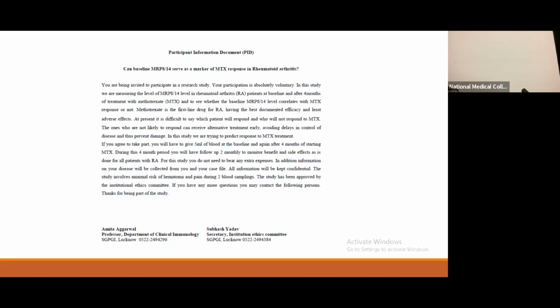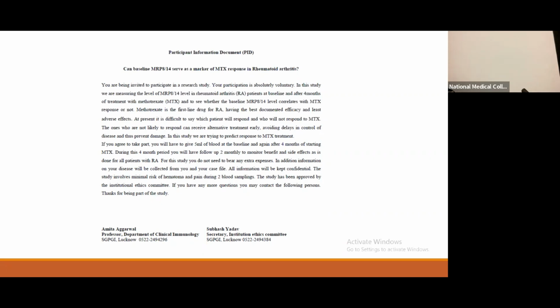Then we are trying to explain, if you agree to take part in this study, you will have to give 5 ml of blood at baseline and again at 4 months of starting methotrexate. So 2 times you have to give blood sample, 5 ml each time. And during this 4-month period, you will have to follow up 2 monthly. That means the patient has to come 3 times, 0, 2 and 4.